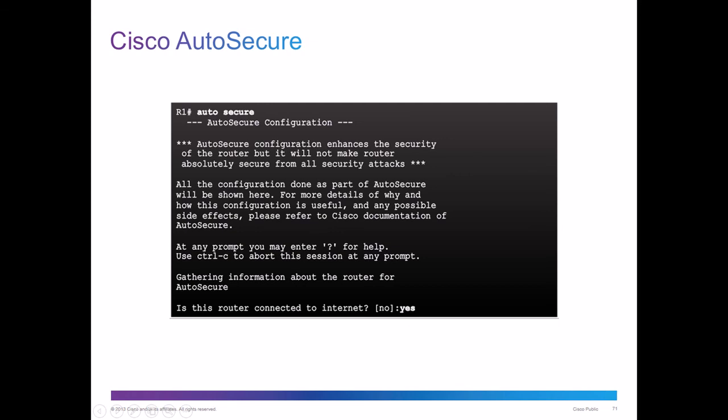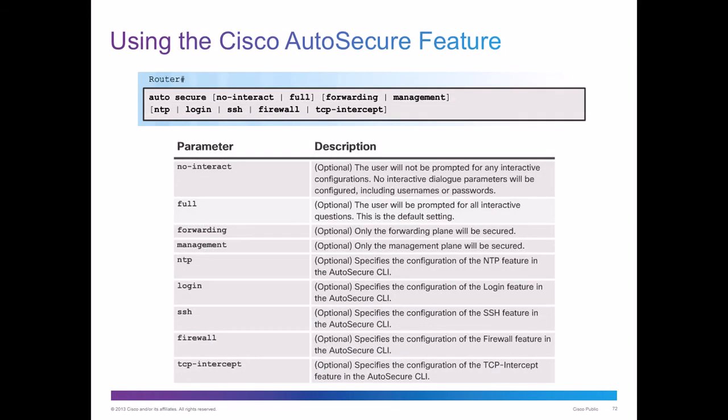The CDP is also disabled. All the other commands that are not being used are disabled. With auto secure, you can have a lot of parameters if you want to use them. But if you type auto secure, it just does the whole thing for you. You don't have to use any of the optional features.